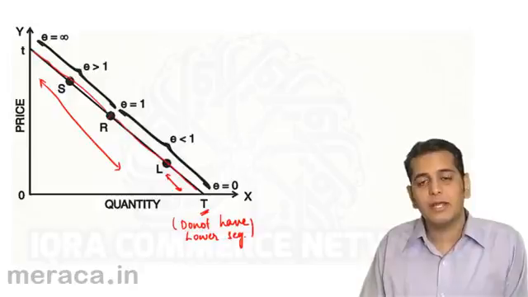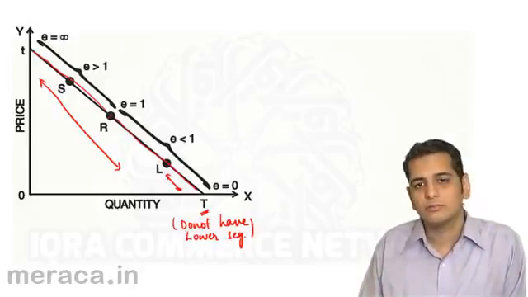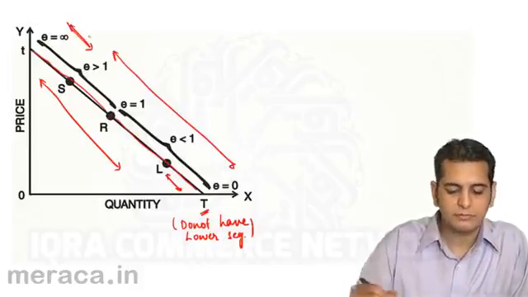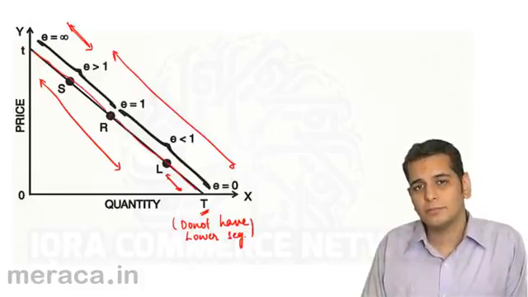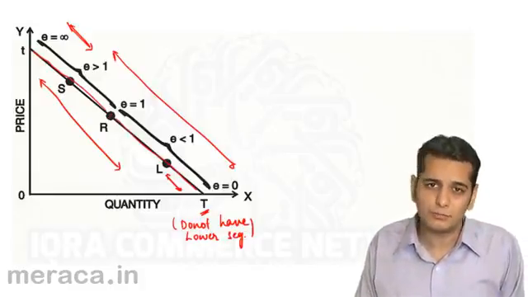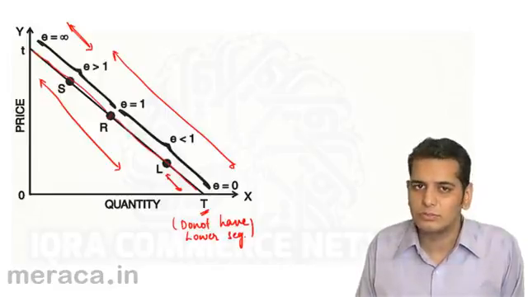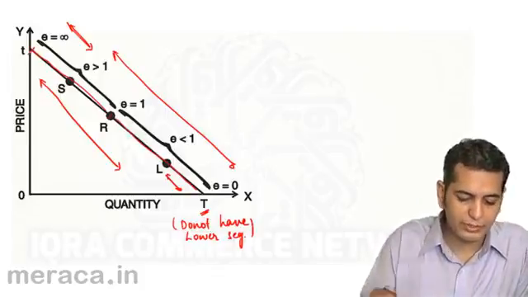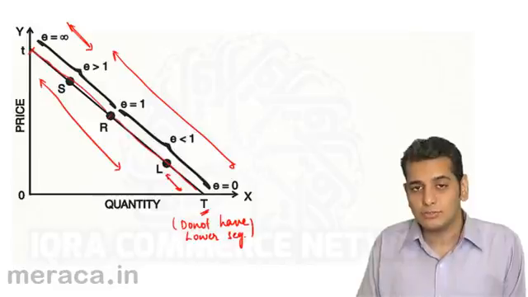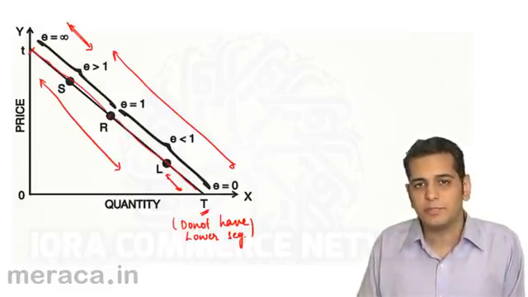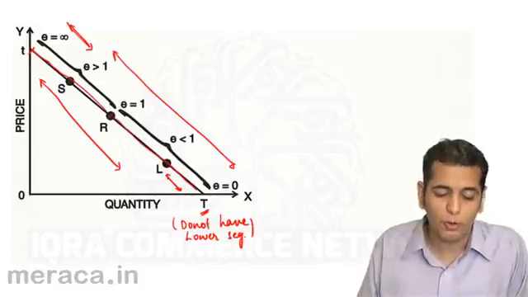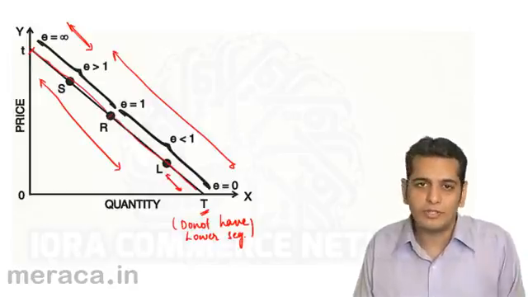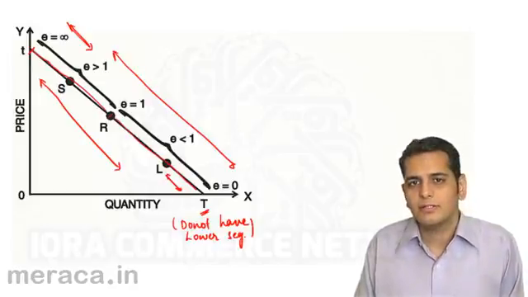Likewise, elasticity at point S will be greater than 1, because here the lower segment is bigger than the upper segment. You divide a number by a smaller number, you will always get an answer which is greater than 1. And finally, at point T, the point elasticity of demand will always be infinity, because at this point you do not have any upper segment, and when the denominator is 0, you will always get the answer as infinity.